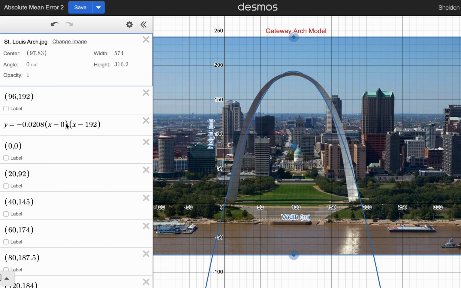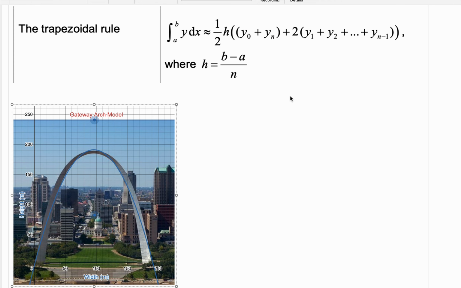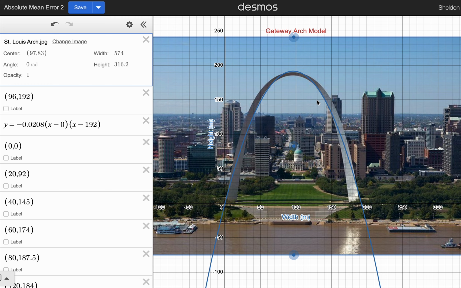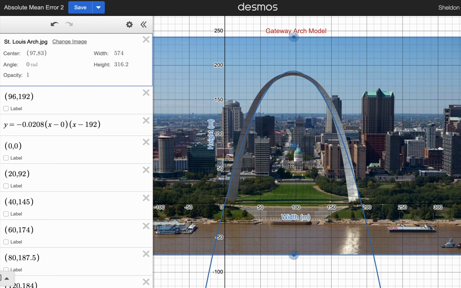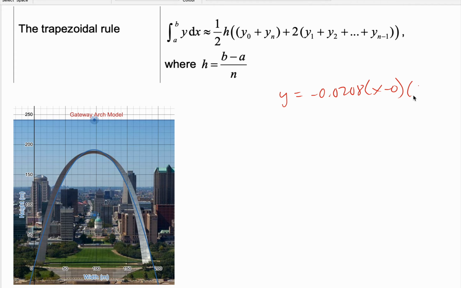Here's the equation, and we're going to use the trapezoid rule. Okay, so let me write down the equation. The equation for our model is y equals negative 0.0208 times (x minus 0)(x minus 192). I've got it in factored form. It could be in any of the three forms. You can do it either way.